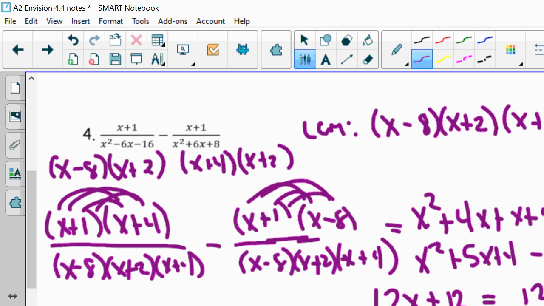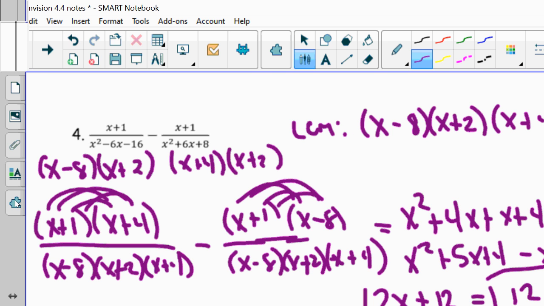I'm going to go ahead and find my domain. So again, from the original, before I look to see if I can cancel anything out, x cannot equal 8, negative 2, and negative 4. And I cannot cancel anything out, top or bottom. So 12 times x plus 1, all over x minus 8, x plus 2, x plus 4. That's our answer.